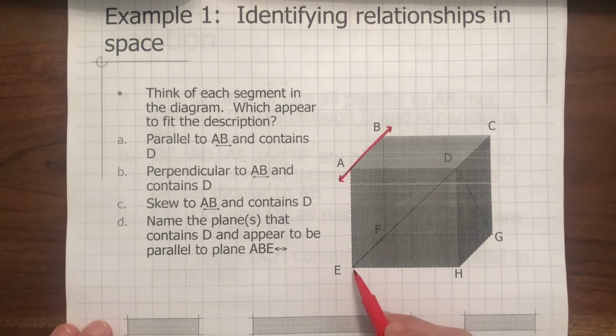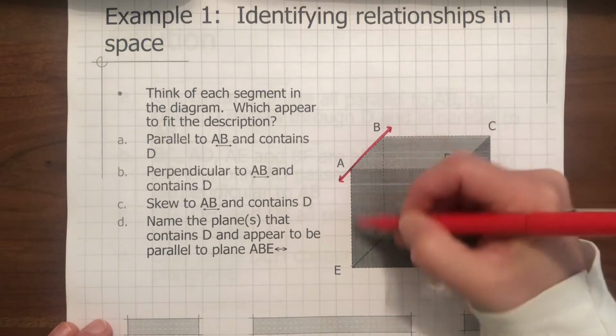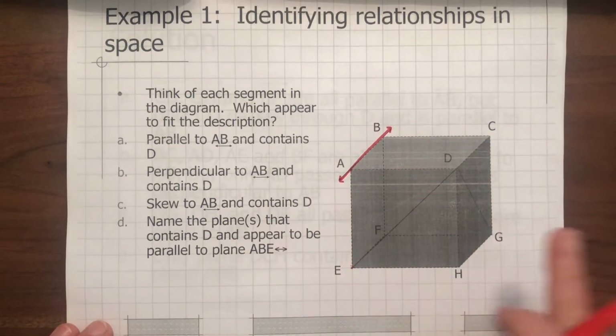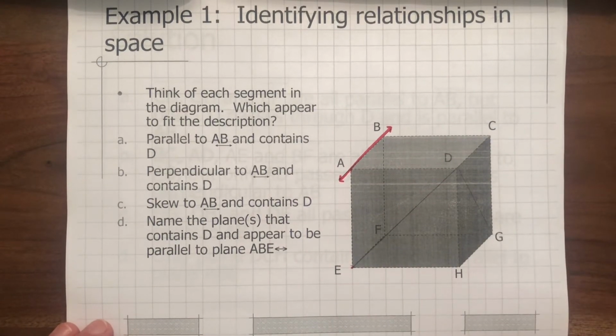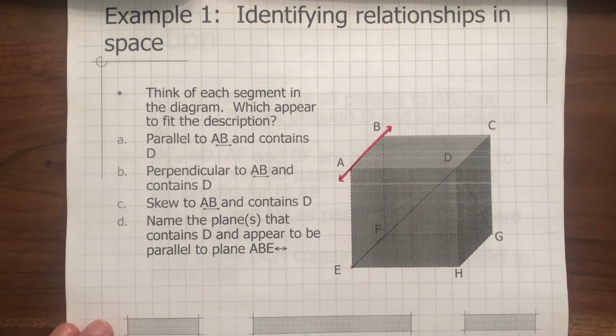And then this from E to H would make the line EH, okay? And then this from A to E would make a line AE. So there are several lines in this space here. So let's look at each segment in the diagram separately, just like I listed here, and we're going to identify what fits the description.